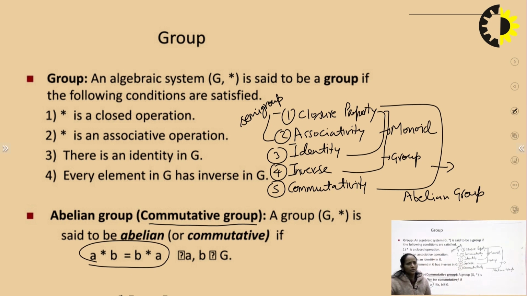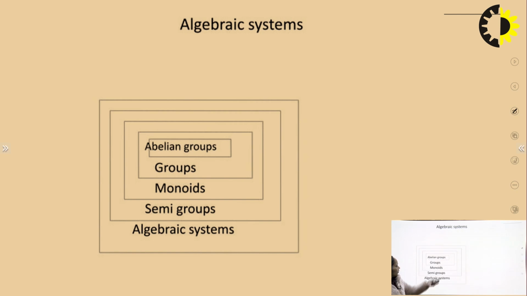So this is something about semigroup with identity, or monoid, group, and abelian group. So there is a relationship. We can represent abelian group, then group, monoid, semigroup and algebraic structure. All of these are part of the algebraic structure.